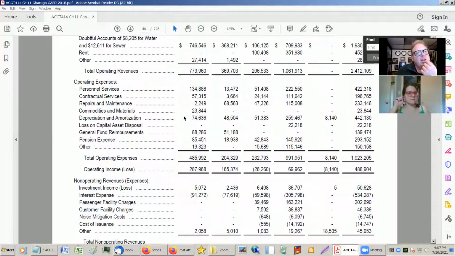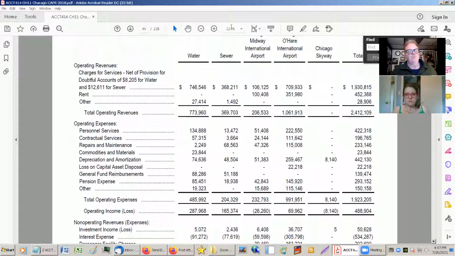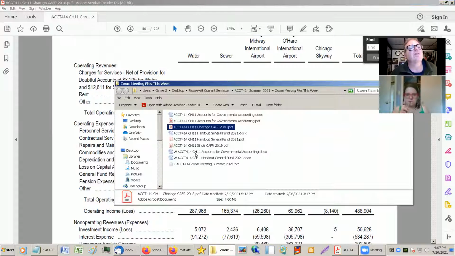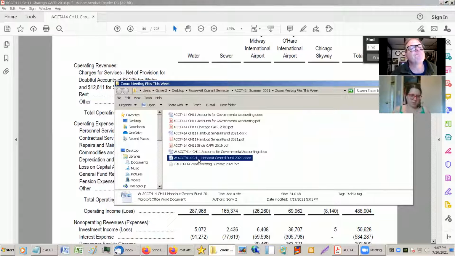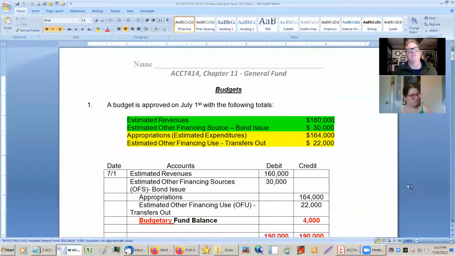Right. So anyway, yeah, that's what I captured. Okay, let's go back to what we were doing before. Yeah. Chapter 11. Yeah, general fund.